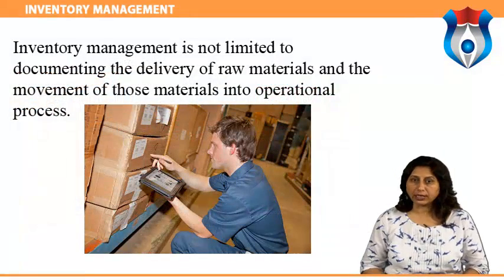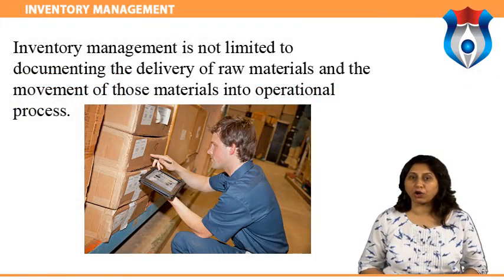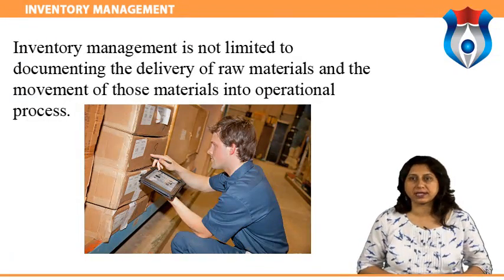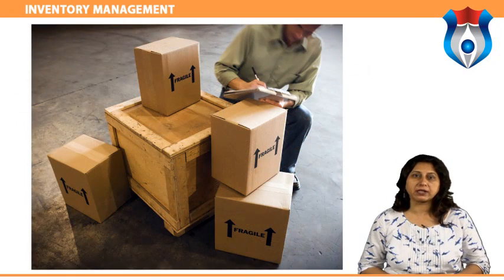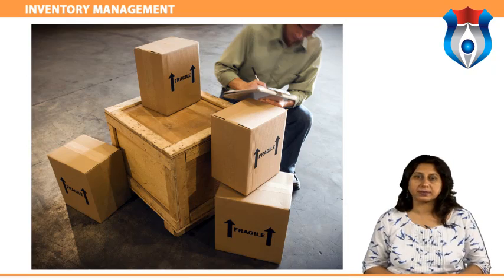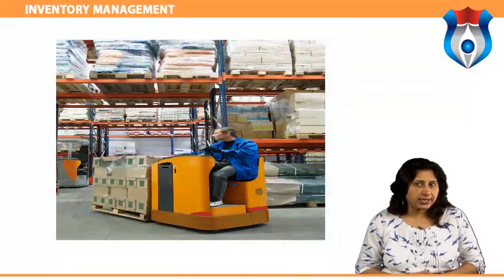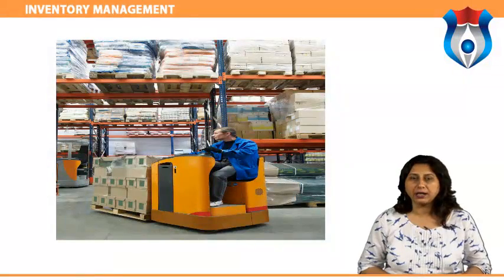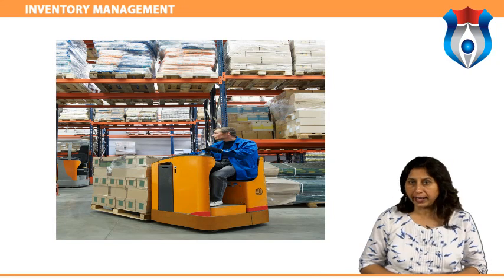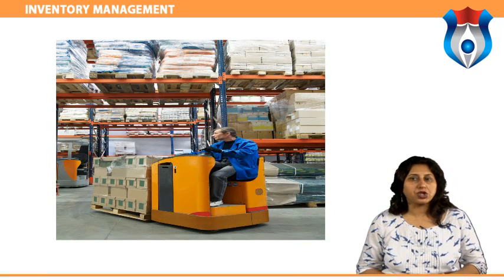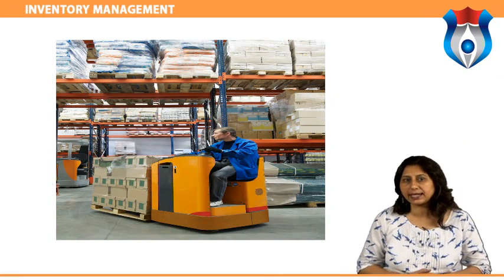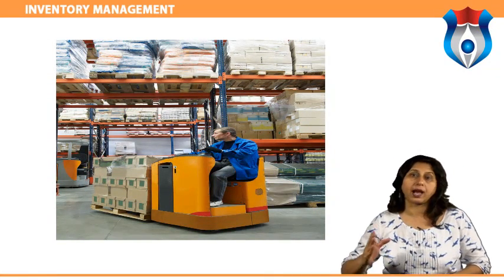Inventory management is not limited to documenting the delivery of raw materials and the movement of those materials into operational process. The movement of those materials as they go through the various stages of the operation is also important. Typically known as a goods or work in progress inventory, tracking materials as they are used to create finished goods also helps to identify the need to adjust ordering amounts before the raw materials inventory gets dangerously low or is inflated to an unfavorable level.